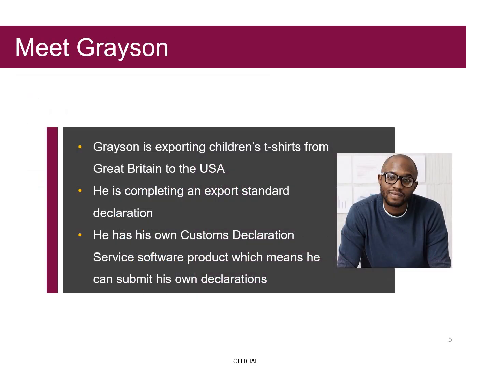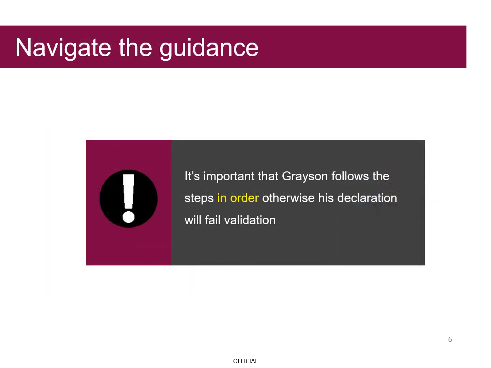This webinar series follows Grayson, who is exporting children's t-shirts from Great Britain to the USA. He has his own Customs Declaration Service software product, which means he can submit his own declarations. Grayson is completing an export standard declaration. Please remember to follow the 11 steps in the navigation guide in order, otherwise your declaration will fail validation.